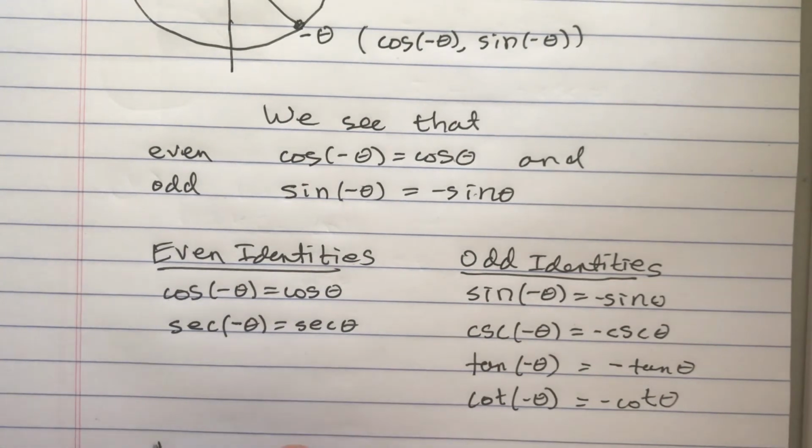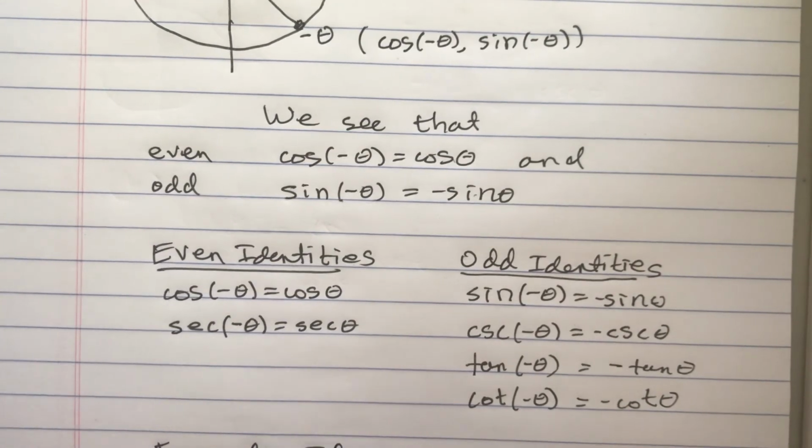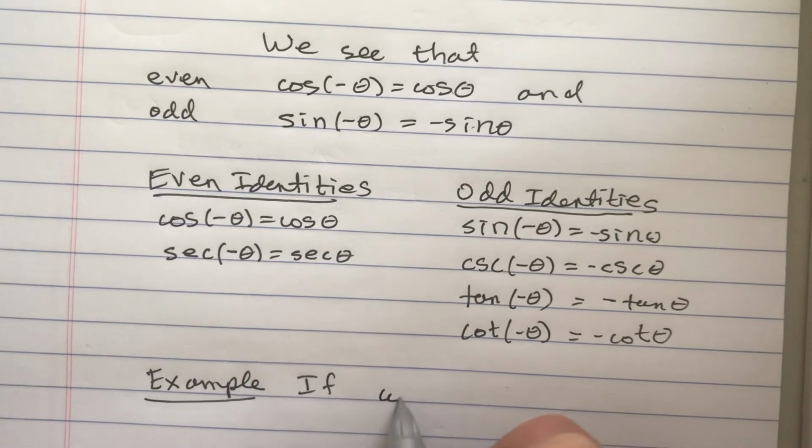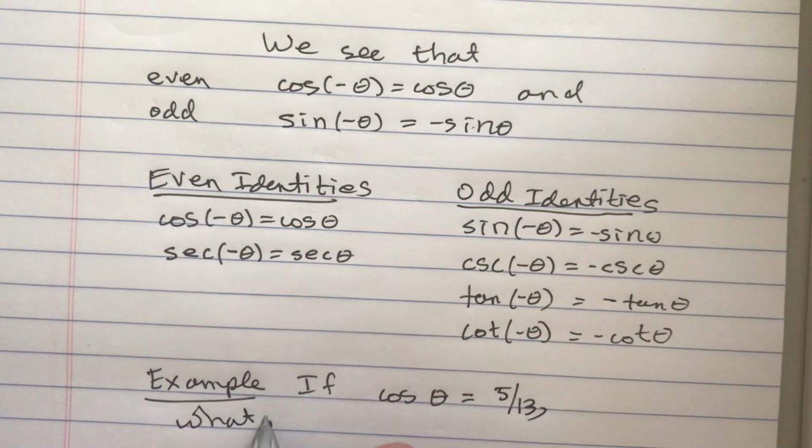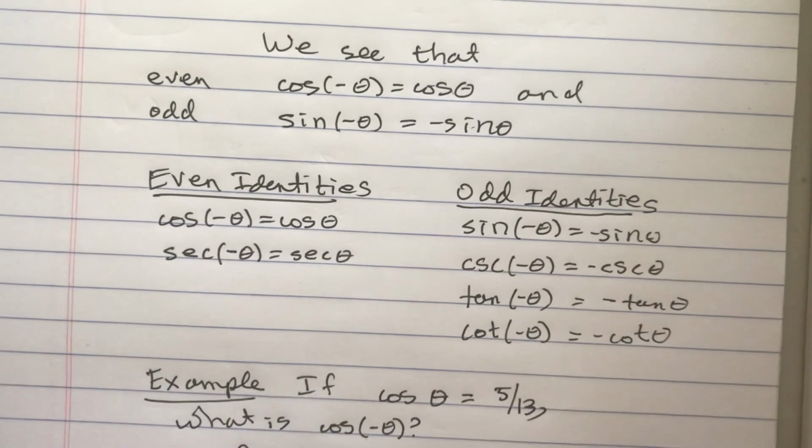So for example, if cosine of theta is equal to 5/13, what is cosine of negative theta? The answer: cosine of negative theta is the same as cosine theta, and that's also 5/13.